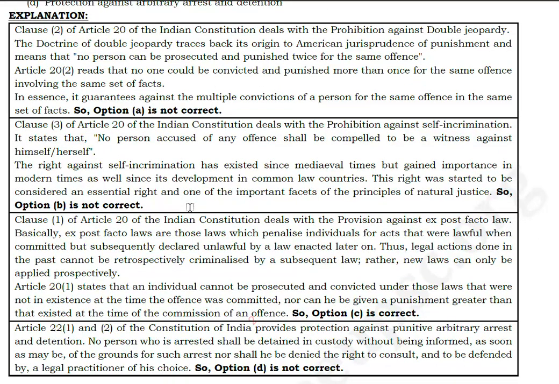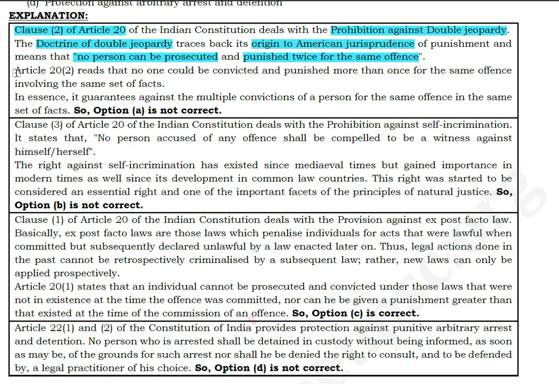Let us see. Clause 2 of Article 20 of the Indian Constitution deals with the provision against double jeopardy. The doctrine of double jeopardy traces its origin to the American jurisprudence of punishment, and means no person can be prosecuted and punished twice for the same offense. So if you commit an offense, you will be given punishment only one time, not twice for the same kind of offense.